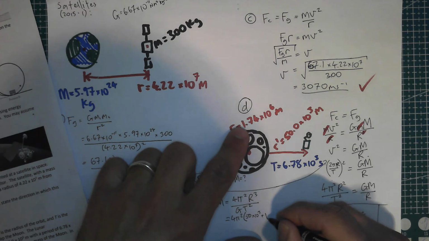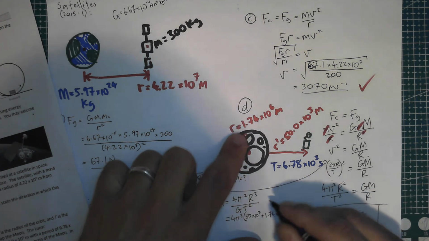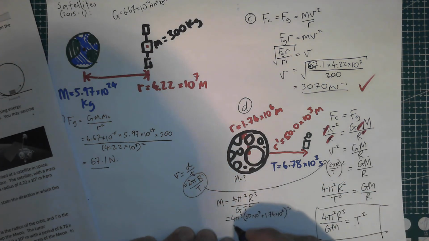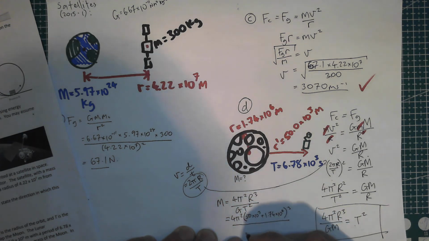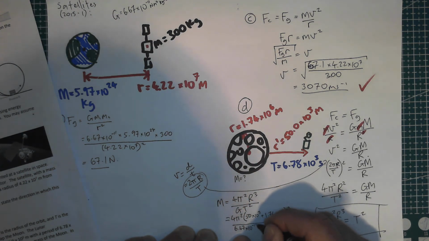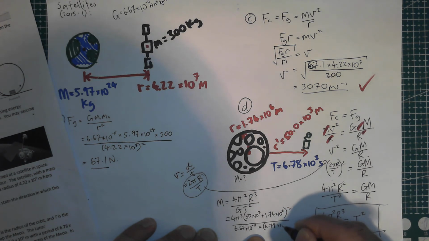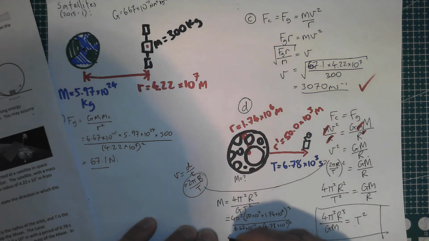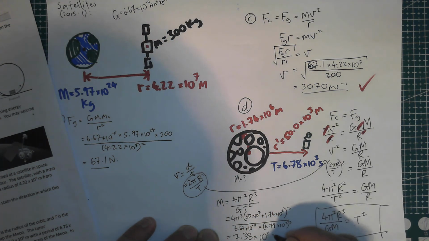So make sure I add those up. And then cube them. And then divide by these two values down here. So that's the gravitational constant. And the time period here squared. Stick it all into my calculator, and we come out with a mass of the moon like this.